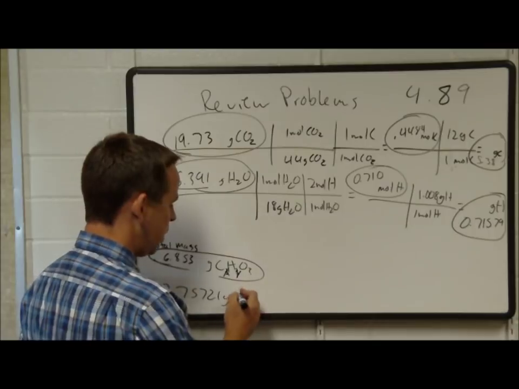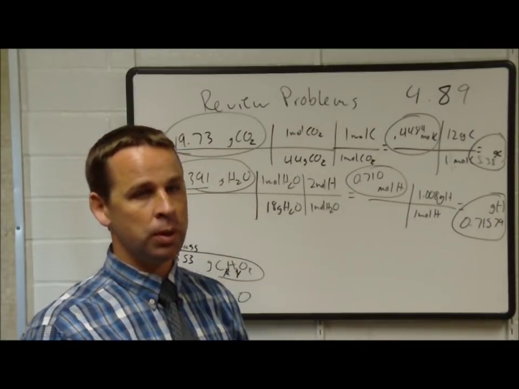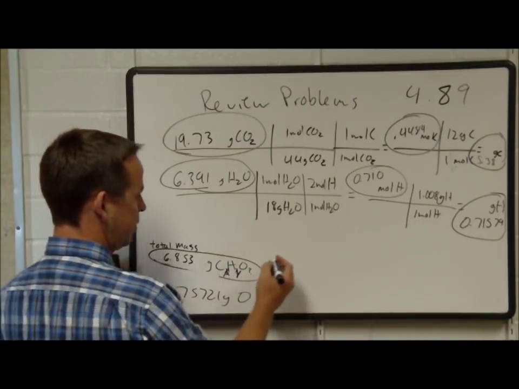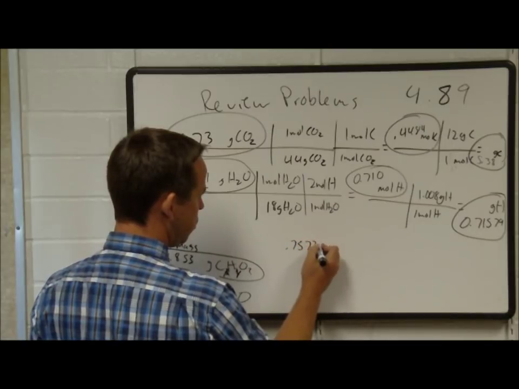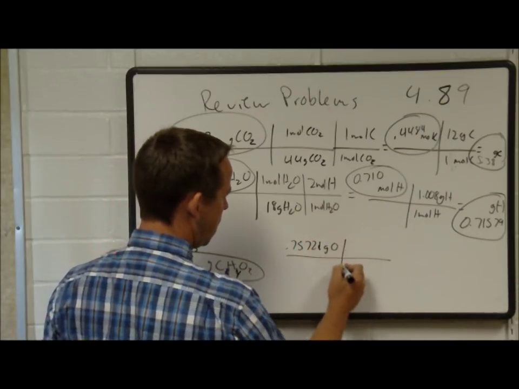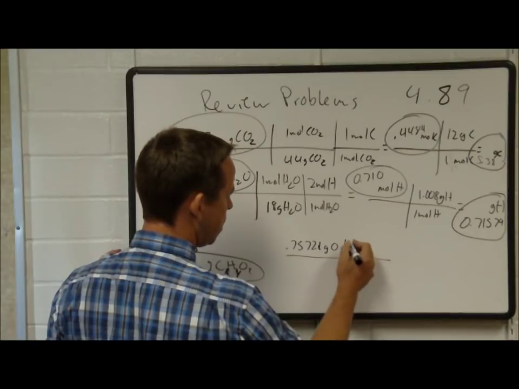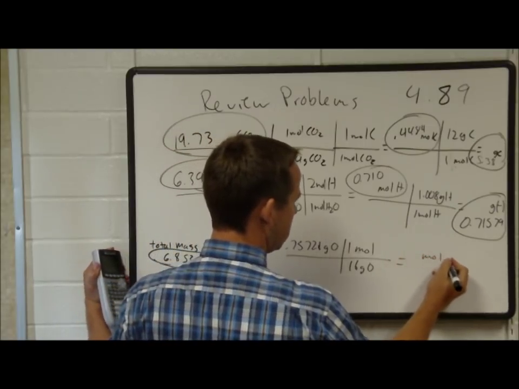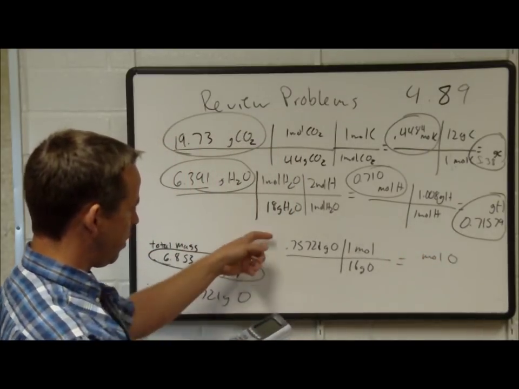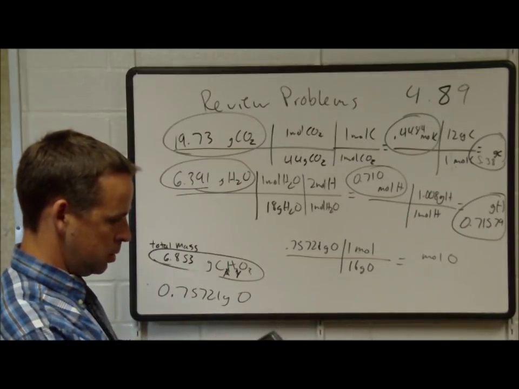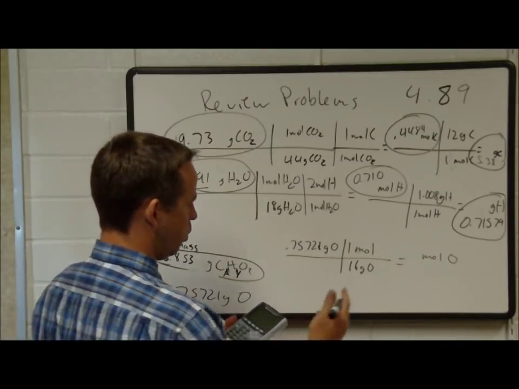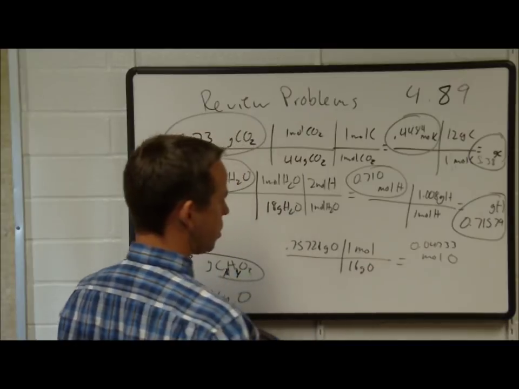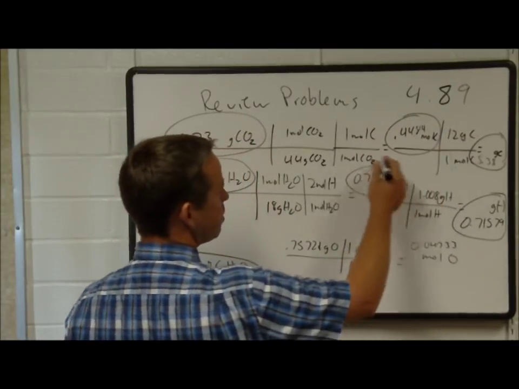So therefore, they don't tell us, but we'll just assume that it's oxygen because we don't know what else it could be. All right, so we take that 0.75721 grams of oxygen, and for every 16 grams of oxygen, we know that there's 1 mole of oxygen. This will tell us how many moles of oxygen there are, okay? So we have that many grams, we divide it by 16, and we get 0.04733 moles of oxygen.